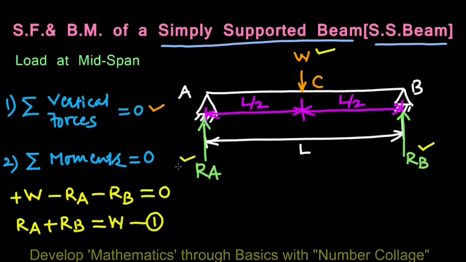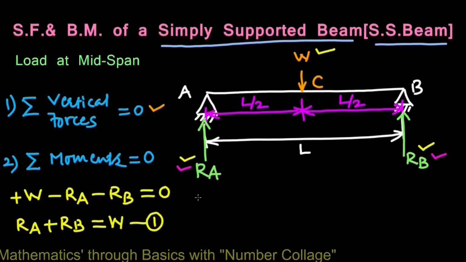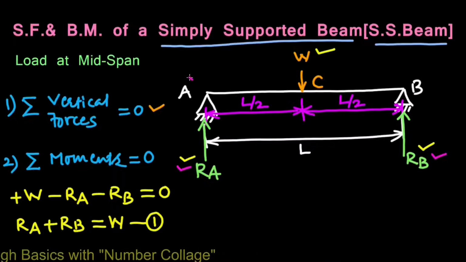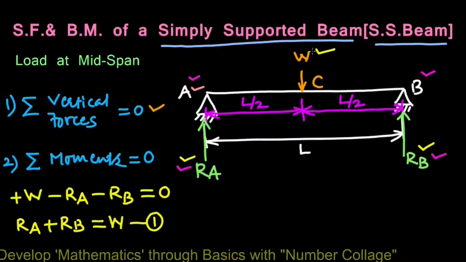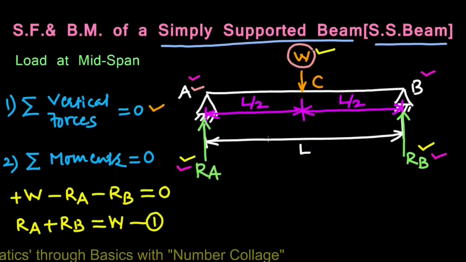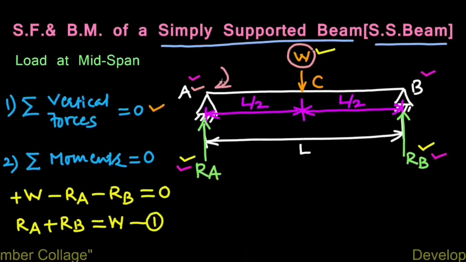Here the reactions RA and RB are unknown, which we have to find out. For that, we have to take moments about either point A or point B. Let us take moments about point A. So, moment of load W about point A will be a clockwise moment because this load has tendency to rotate the beam in the clockwise direction about point A.